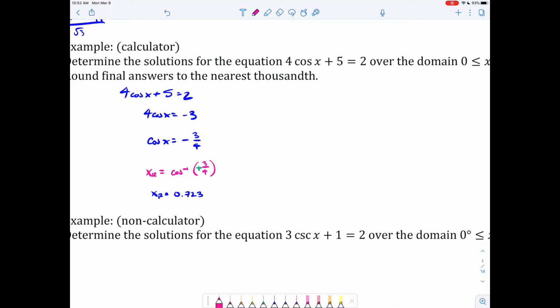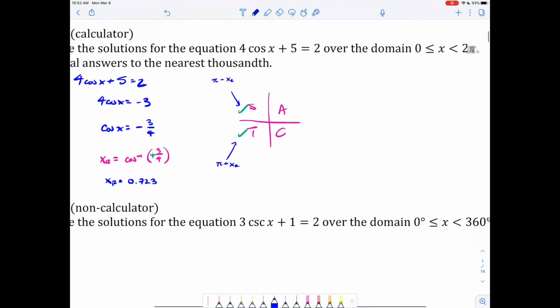How do we find the other ones? You can use the cast rule again. We're dealing with where cosine is negative, which is quadrants 2 and 3. Over here, we need to take pi minus the reference angle. Over here, we need to take pi plus the reference angle. And we get values for that.